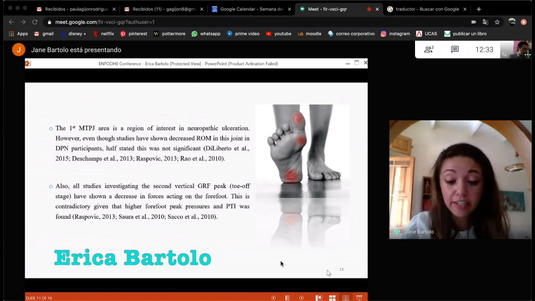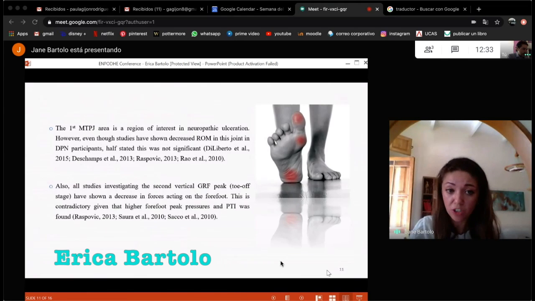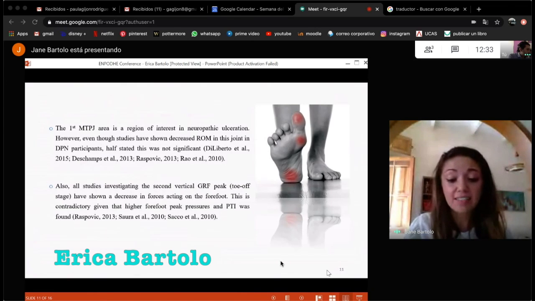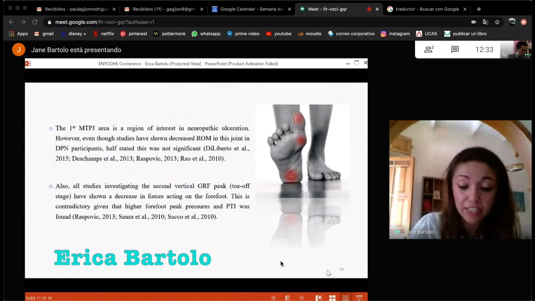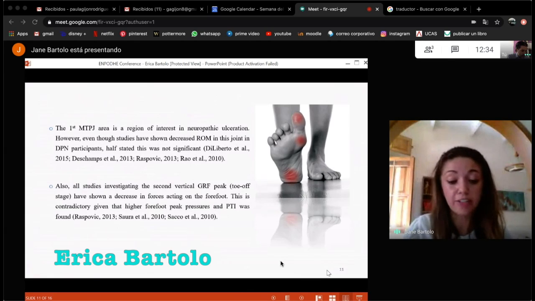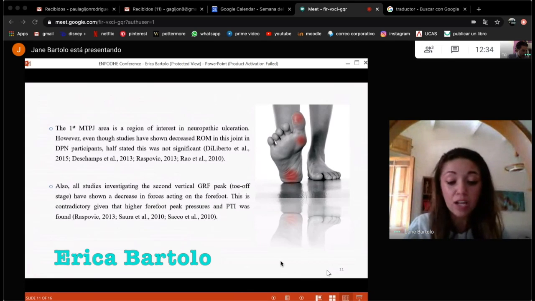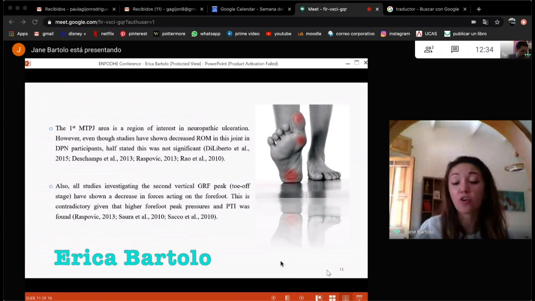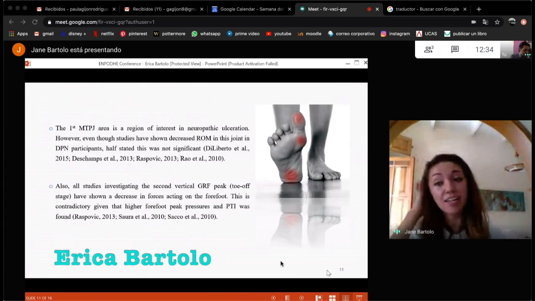In continuance to this, we're investigating the second vertical ground reaction force peak, that is during toe-off. All studies have shown a decrease in forces acting on the forefoot. This is contradictory, given that higher plantar pressures and pressure time integrals were found through the forefoot. So further investigations are required, analyzing the correlation between ground reaction forces and plantar pressures in neuropathy.